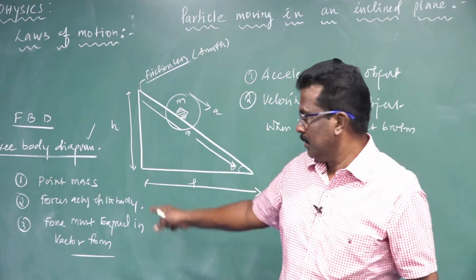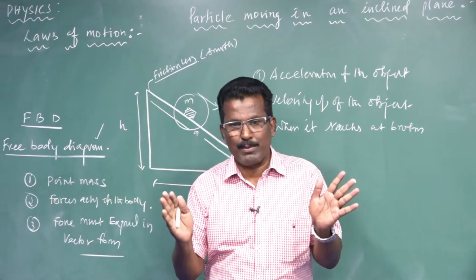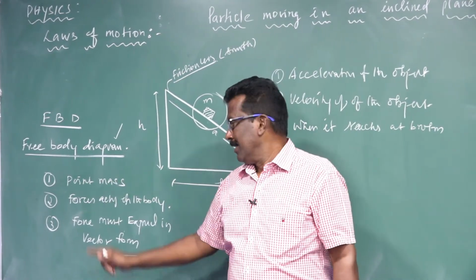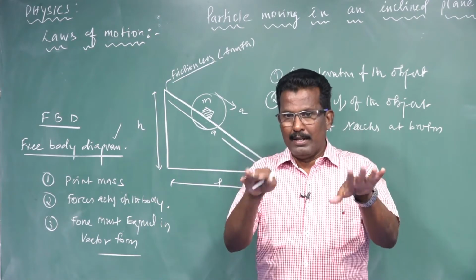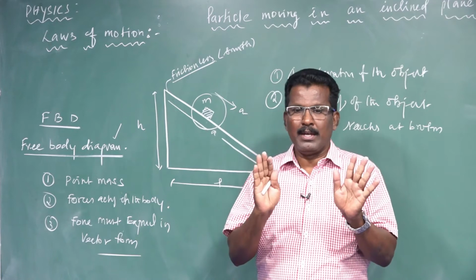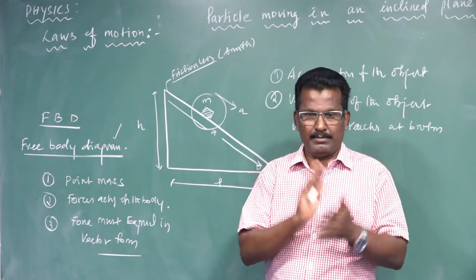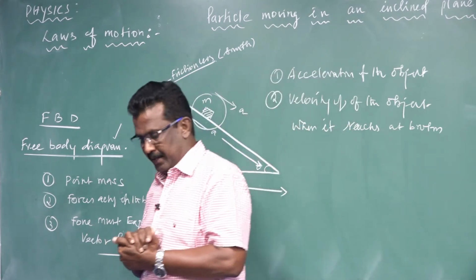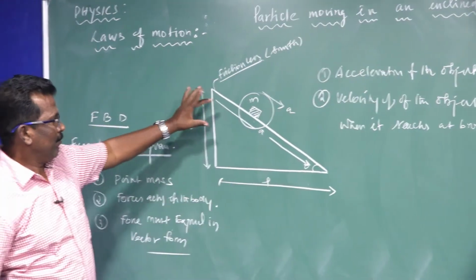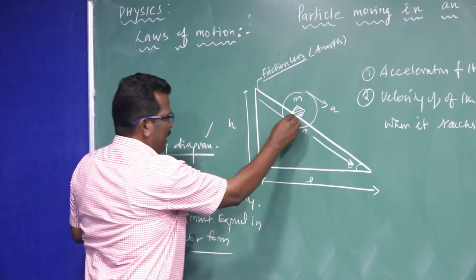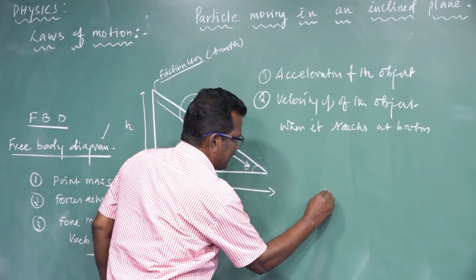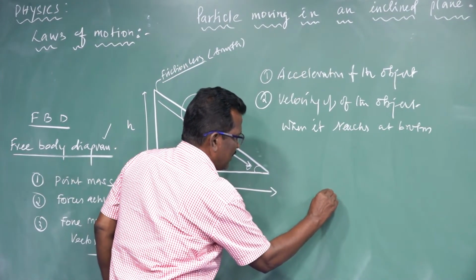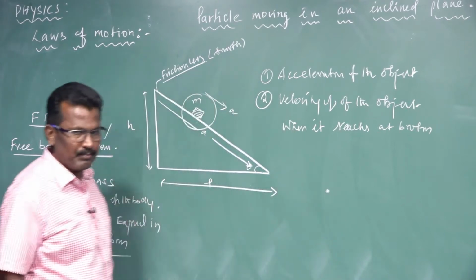So these are the important things. First, any size of the object must be considered as a point mass. Second, what are the forces acting on the body. The third one is that the force must be represented by a vector. First draw the FBD for this point mass. Whatever may be the size of the body, consider it as a point mass. This is the point mass.